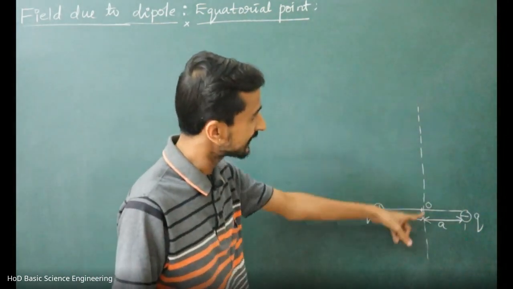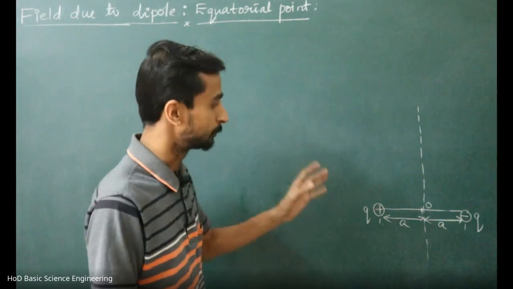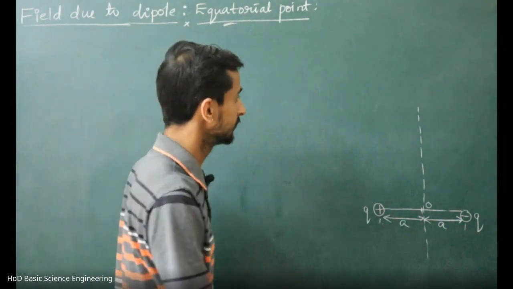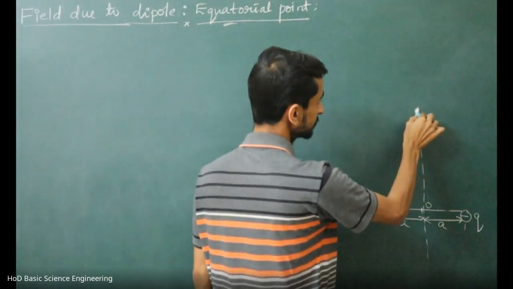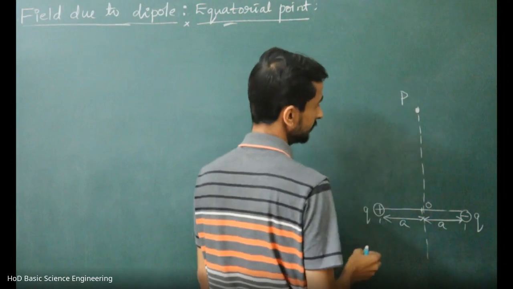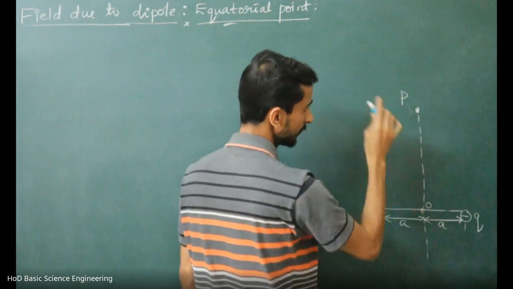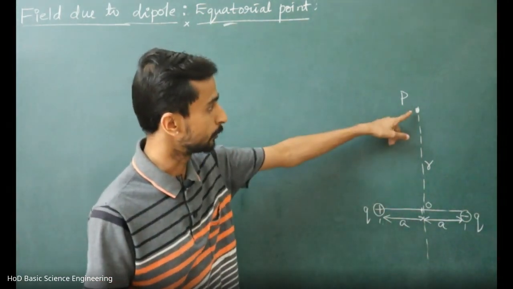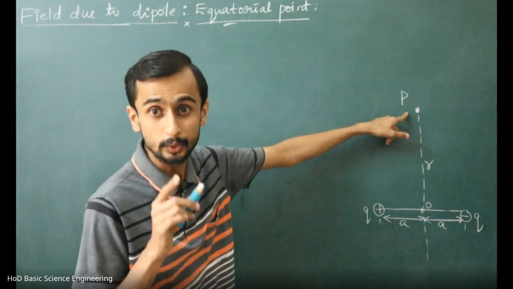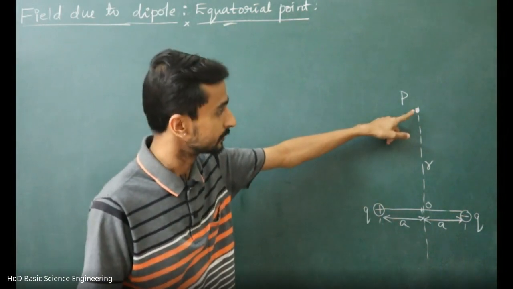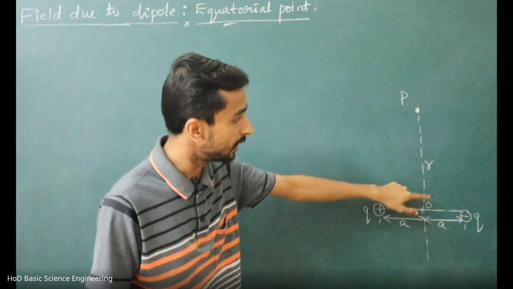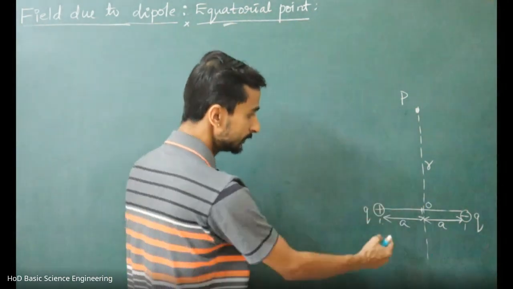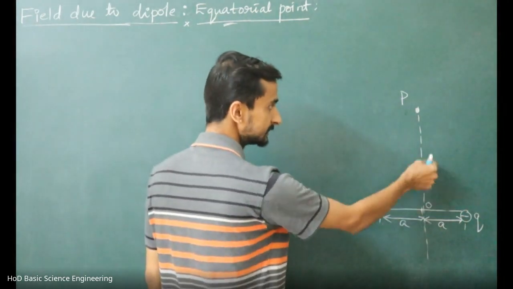On this line somewhere you have to take the point where you need to calculate the electric field. So let us take that point here, somewhere here, and the distance from the midpoint to that point let us take as r. So r is the distance of point P, where we need to calculate the electric field, from the middle of the dipole. This distance is a, and this distance is r.